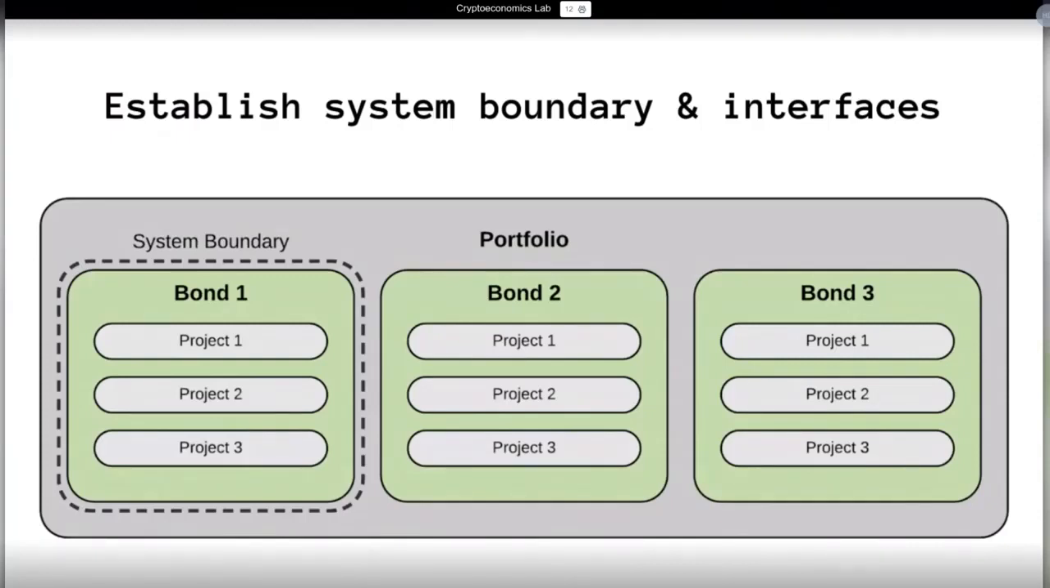So we established this system boundary as considering only one bond, which consists of multiple projects. We're not considering the bond portfolio, which is essentially, if I were an investor, I would invest in multiple impact bonds, and each of these impact bonds will have their own projects. But that level is not something we're considering, because then you have other external factors to think about, which are typically in the meat space, the real world, and we don't have reliable ways to measure it. So we established the system boundary at the bond level.